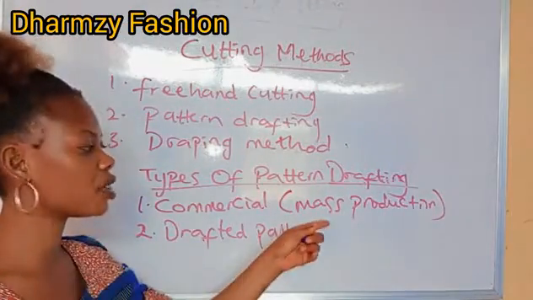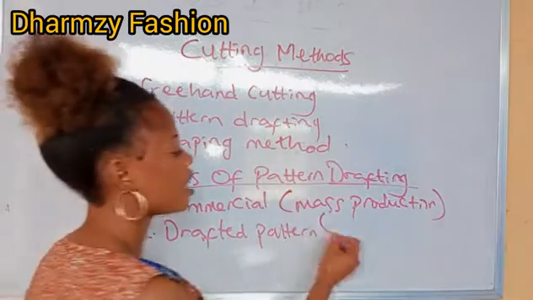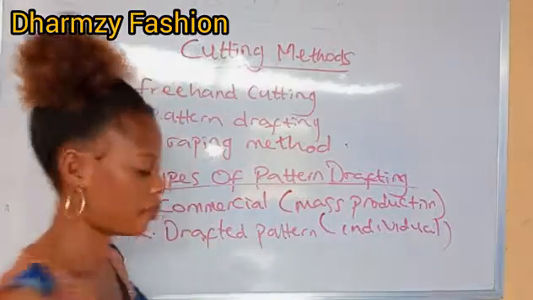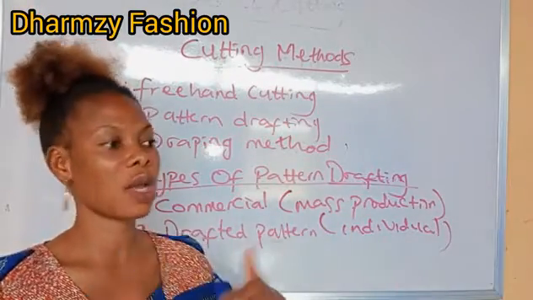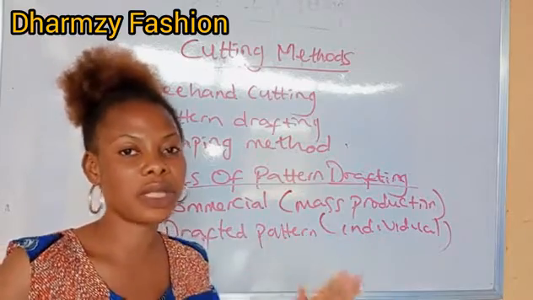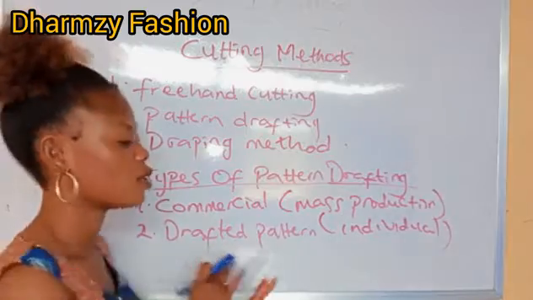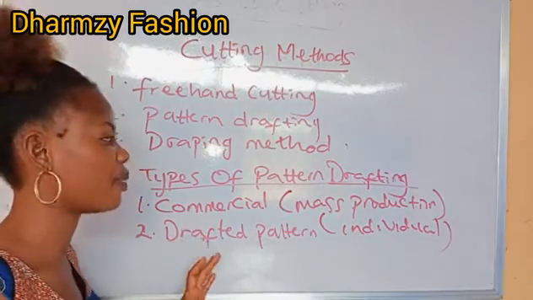Mass production means large quantity, while the drafted pattern is used by an individual or a small firm. You use it in drafting, probably your client is just one, you are drafting a body or whichever way you want to draft. That is the drafted pattern. So I hope you have understood what I mean by commercial pattern and drafted pattern.